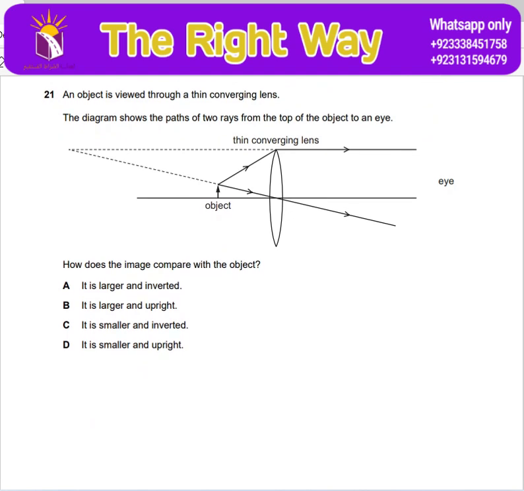Question 21. An object is viewed through a thin converging lens. The diagram shows the path of two rays from the top of the object to an eye. How does the image compare to the object? Let's draw the image over here. It is larger, yes, it is larger than our object and upright, in the same direction. So it is larger and upright.